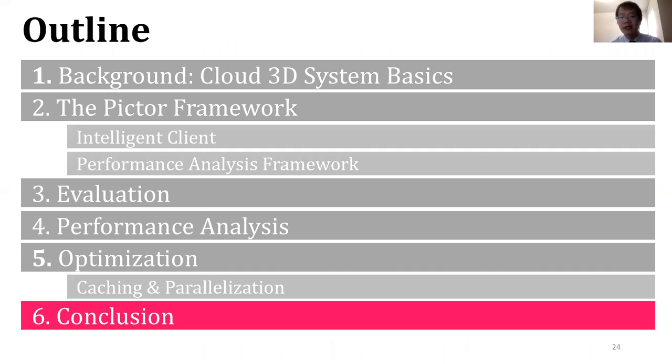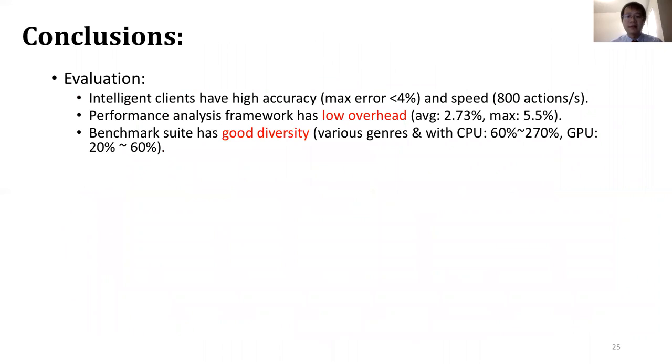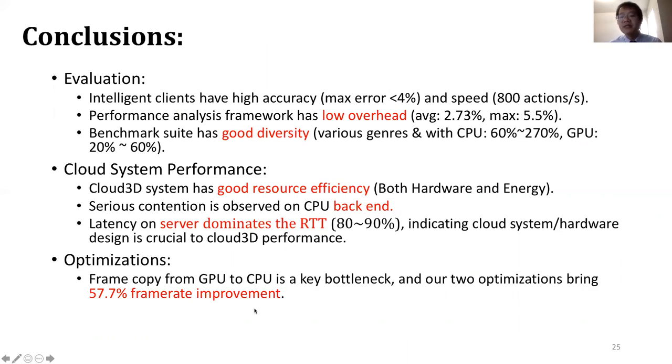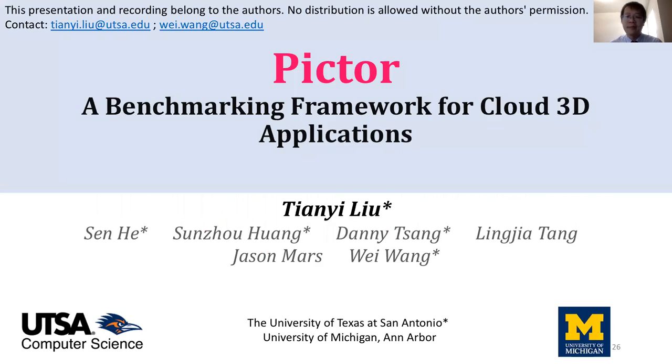Now, let me quickly conclude. Evaluation shows Picture has low overhead and high accuracy, less than 3% on average. Latency on the server side dominates the round-trip time, indicating hardware and system design are crucial to cloud 3D performance. Also, our optimization on frame copy bring 57% speed up. Thank you for your attention.